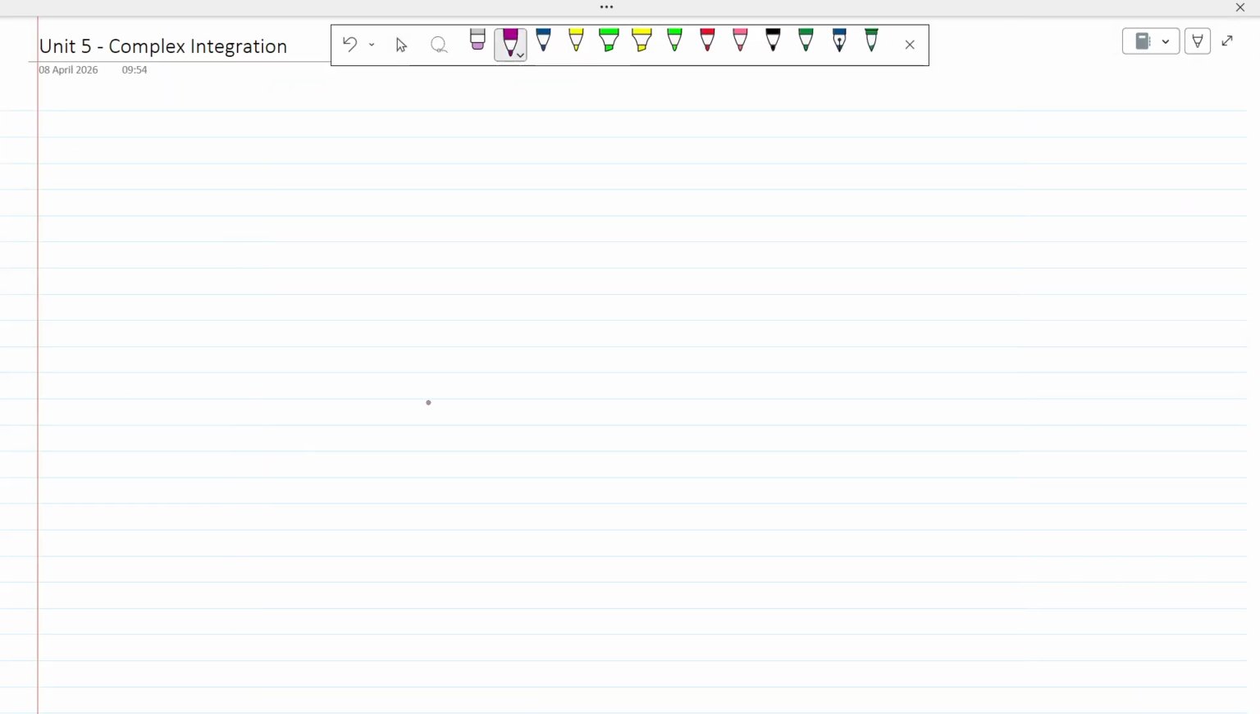Write the heading complex integration. First you write the definition for complex integration. Complex integration. So what is the definition of complex integration?